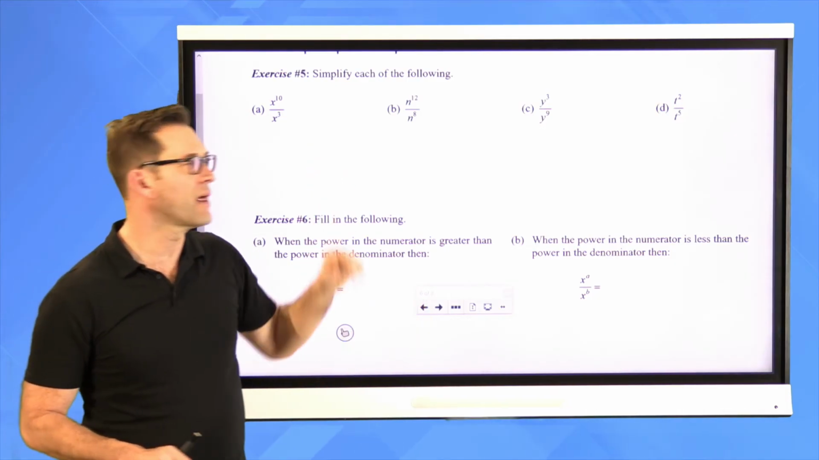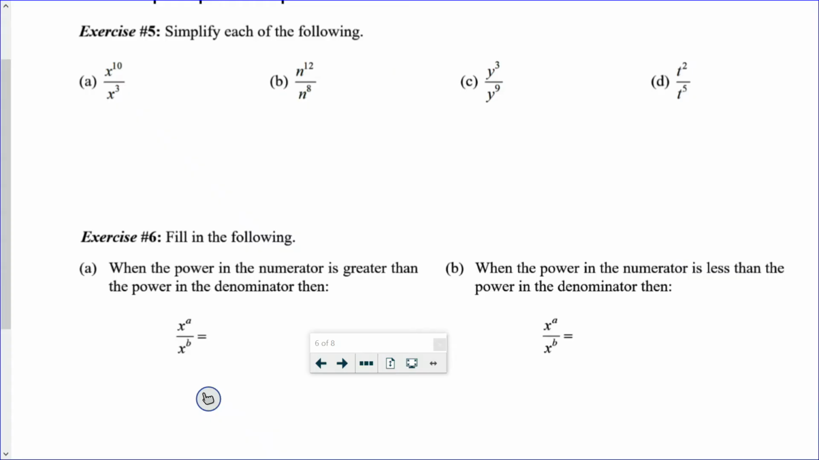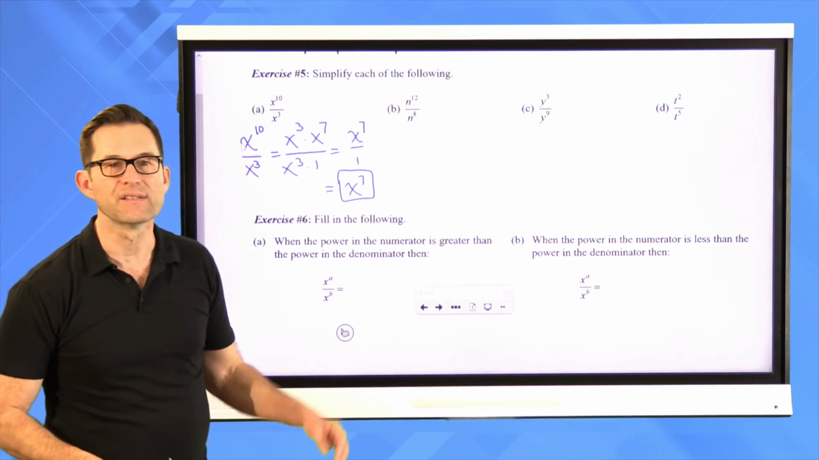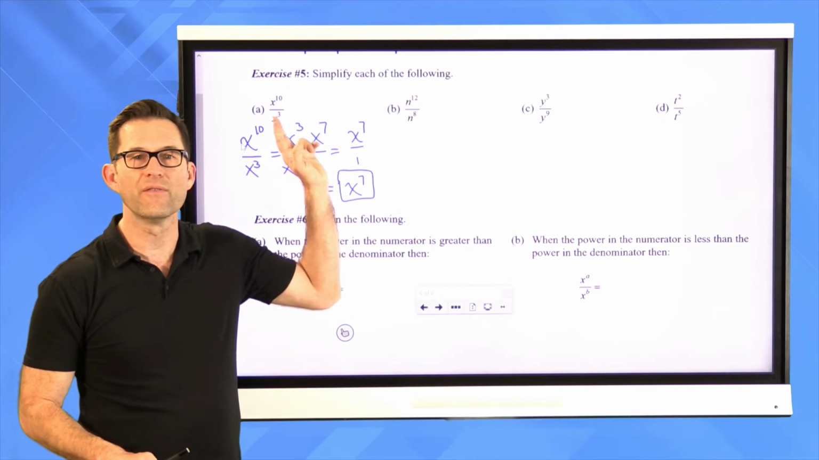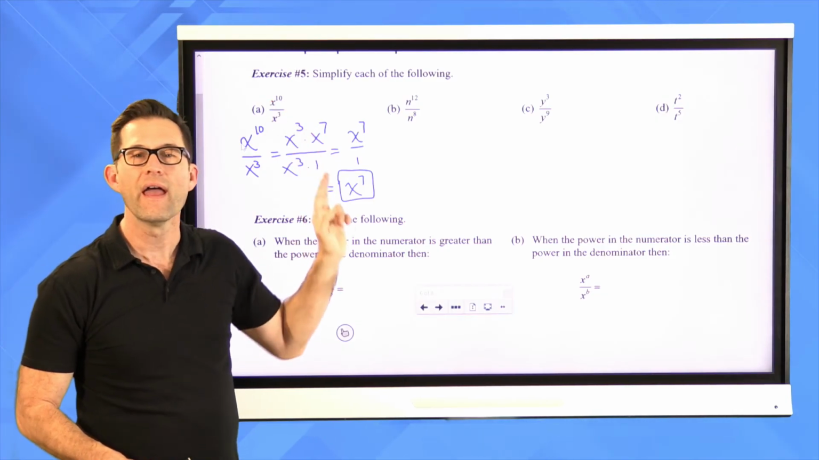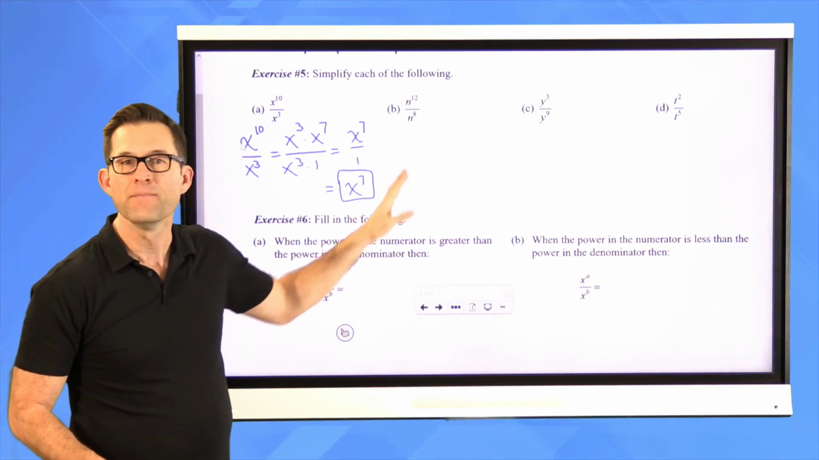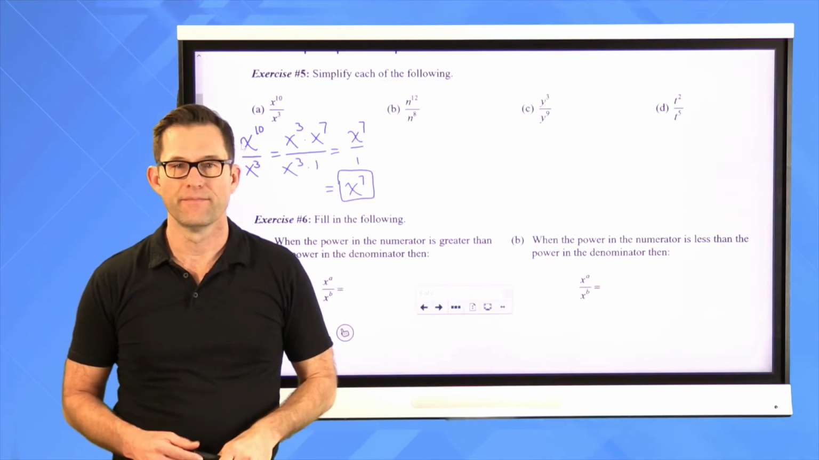So when I look at letter A and I see x to the 10th divided by x to the third, that's going to be x to the third times x to the 7th all over x to the third times 1, and that's going to be x to the 7th over 1, or just x to the 7th, right? And I can really think of it as I've got x to the third here, dividing an x to the third out here, and leaving just an x to the 7th in the numerator, all right? Why don't you go ahead and do letter B?